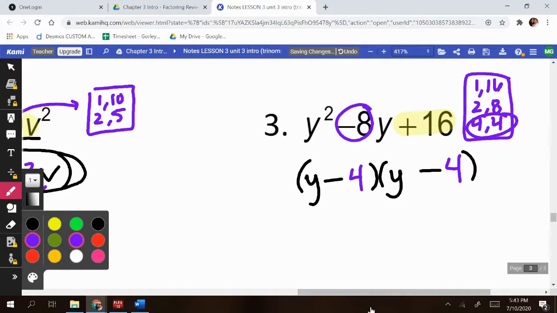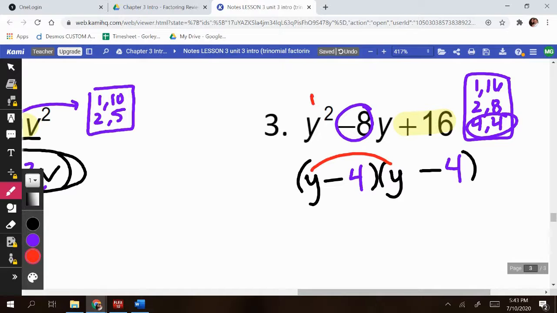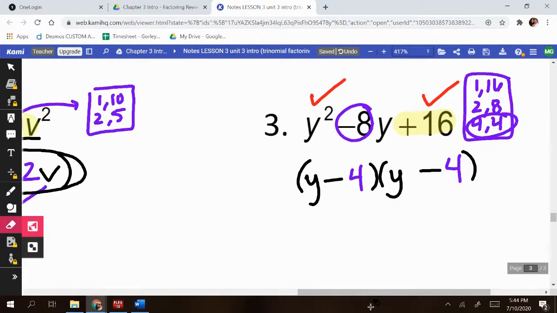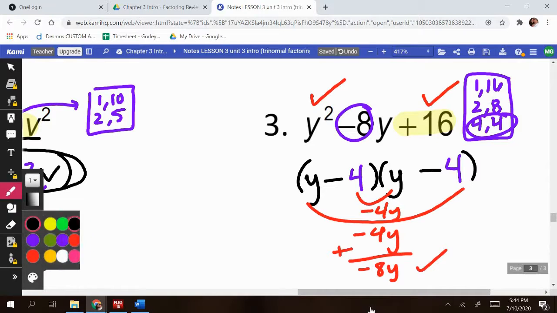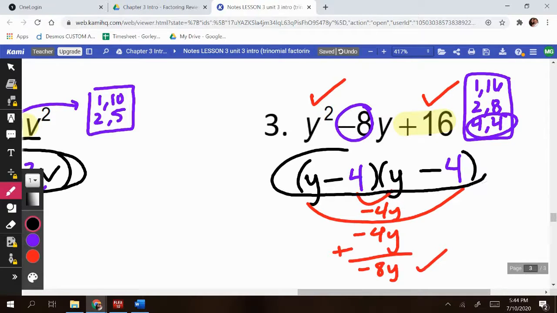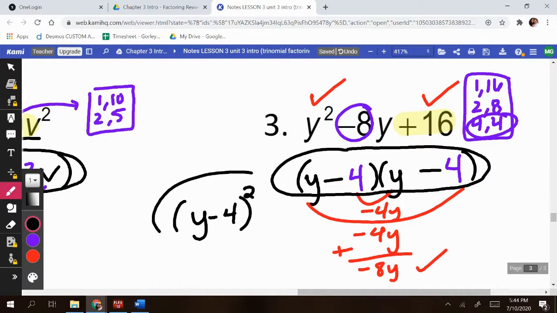Okay. Let's try that. First times first is y squared. So it checks out. Last times last would be a plus 16. Check your outers and inners. My outers would be negative 4y and my inners would be negative 4y, which would sum to a negative 8y. So all of that looks good. You can either write your answer as y minus 4 times y minus 4, or because it's a perfect square trinomial, you could also express your answer as y minus 4 squared.